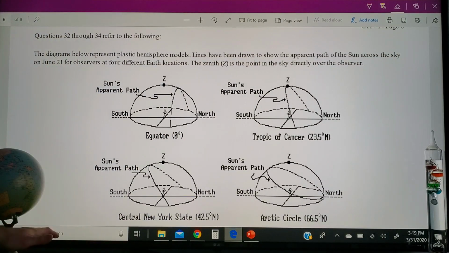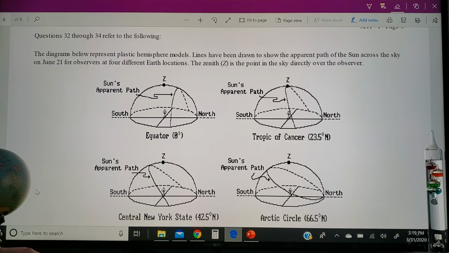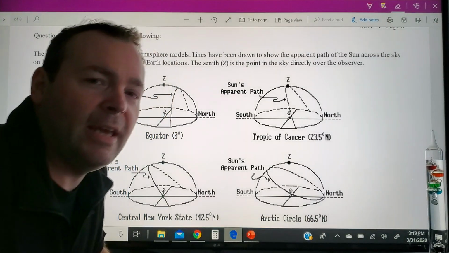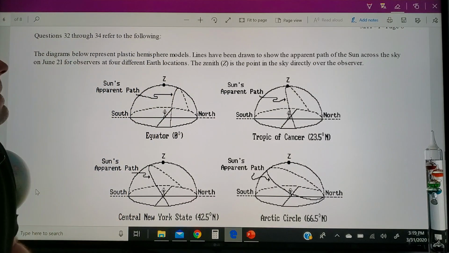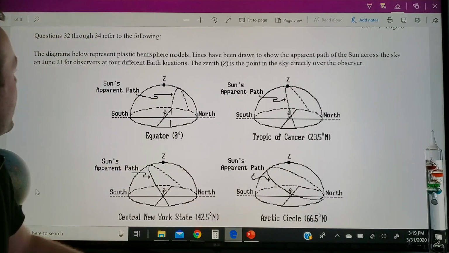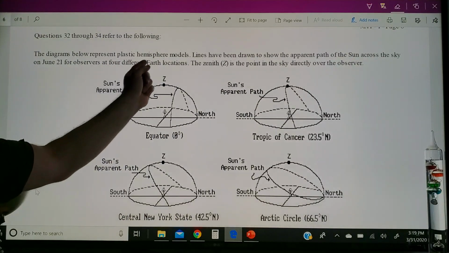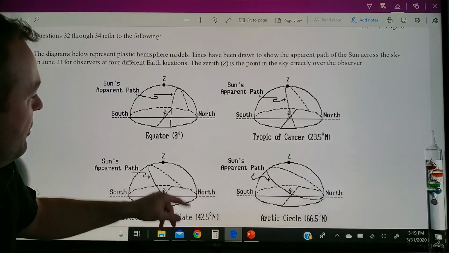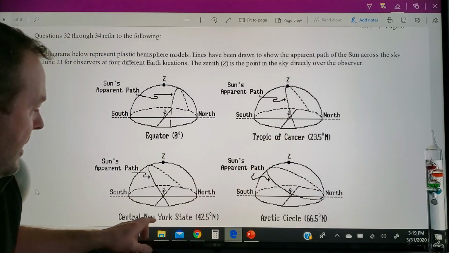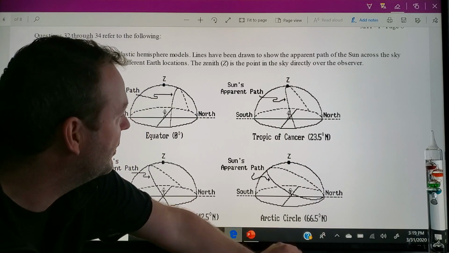It says the diagrams below represent the plastic hemisphere models. We use these in class, right? The celestial spheres. It shows the apparent path of the sun across the sky on June 21st. Please underline that, right? Summer solstice, for observers at 4 different locations on Earth: the equator, Tropic of Cancer, New York State, and the Arctic Circle.